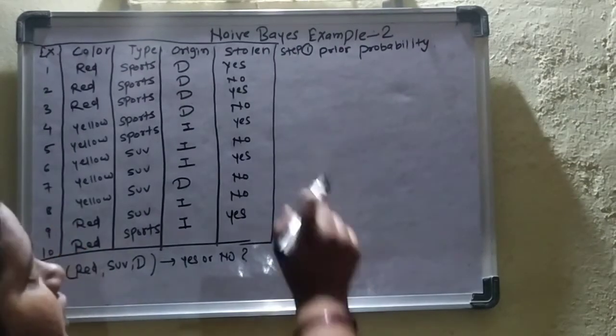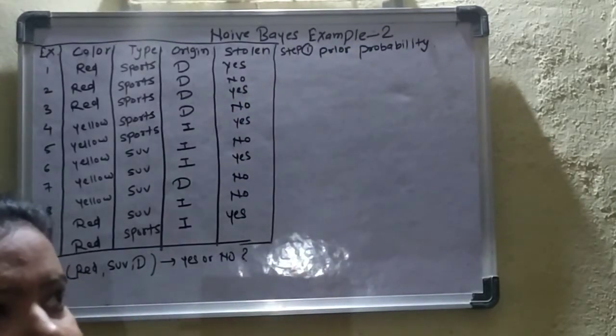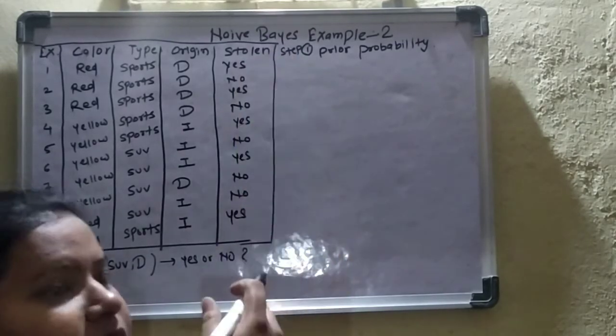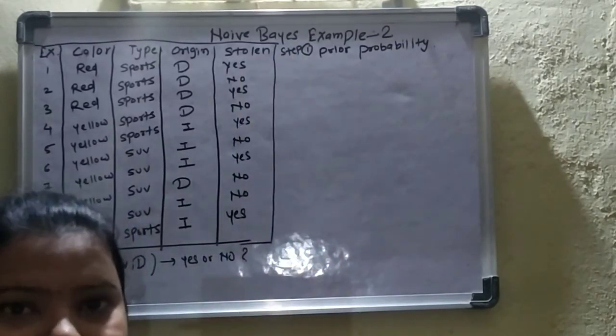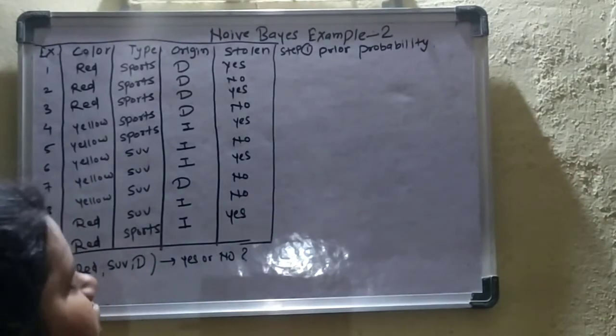In today's video we will be seeing a Naive Bayes example. This is the second numerical example. Link to the first example will be in the description. I have already explained what is meant by the Naive Bayes algorithm, what are the different types of models in it, and one of the numericals. This is the second numerical we will be taking.